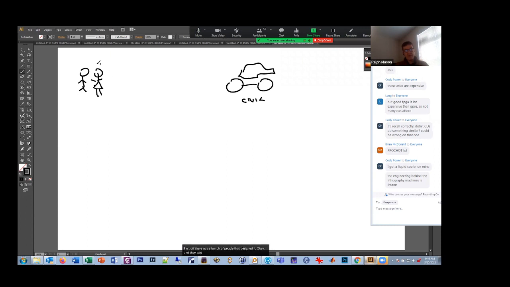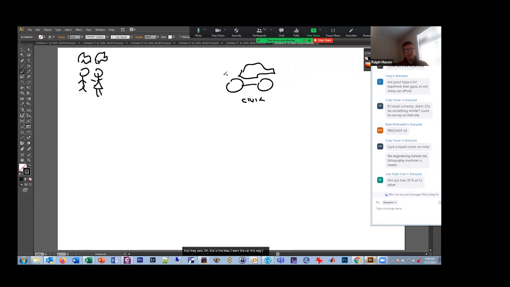And they said, oh, this is the idea. I want the car this way, or whatever. And then they said, okay, let's design all these parts. First, you lose 30% of its value when you get your car, yes, that's true. What you lose is it once you got it. But anyway, they had to design it, okay?